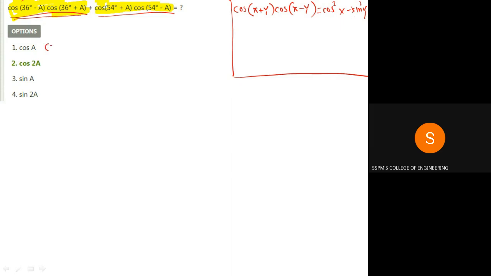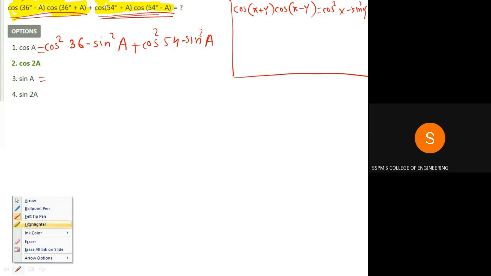That gives cos square 36 minus sin square a. Again, if we solve the other part, it gives cos square 54 minus sin square a. So we will get cos square 36 minus sin square a plus cos square 54 minus sin square a. Next step. What is the next step here? Let me highlight it.